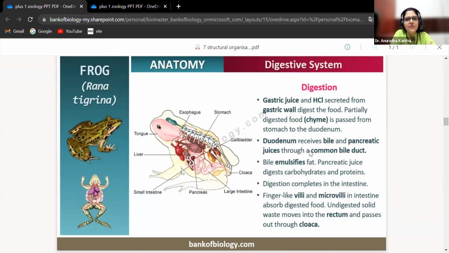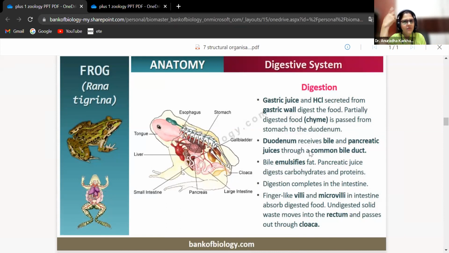The partially digested food is called the chyme. We also have chyme, don't we? It is passed from the stomach to the duodenum, just like human beings. The duodenum receives bile and pancreatic juices through the common bile duct. Doesn't it feel like we are studying our own system again? Even we have the common bile duct, one coming from the gallbladder, the cystic duct, one coming from the liver, the hepatic duct, and collectively we call it what? The common bile duct. The common bile duct and the pancreatic duct will open into the duodenum, exactly like human beings.